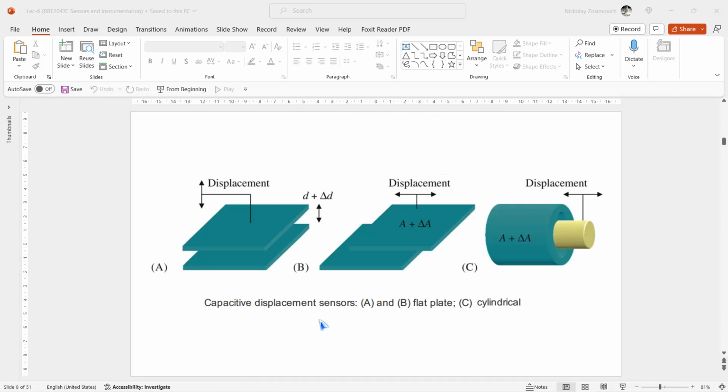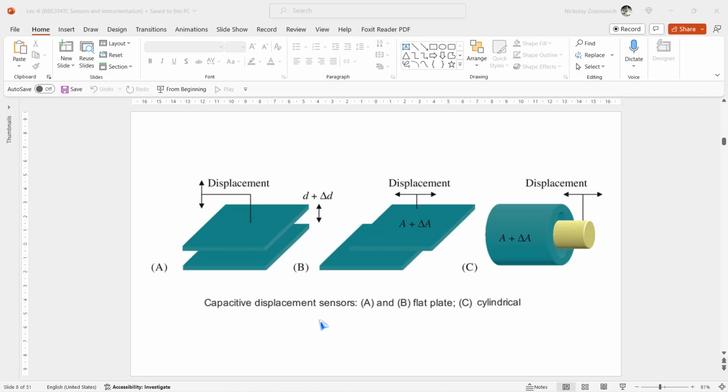Humidity cannot be ignored in high precision capacitive displacement sensors. Either the temperature should be kept sufficiently above the dew point temperature, or the humidity effect must be avoided through the use of special design.